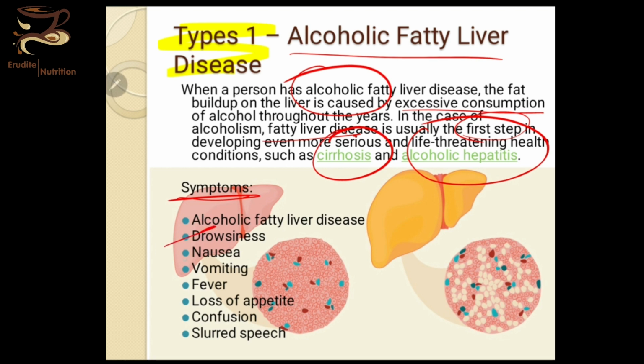Drowsiness, nausea and vomiting. The ability to eat, digest or feel hungry decreases because the liver is not able to perform its function at its optimum level. Fever, loss of appetite, and it can also cause confusion. If the liver is not performing well and there are certain toxins which the liver is unable to eliminate from the body, it can cause confusion and slurred speech also.